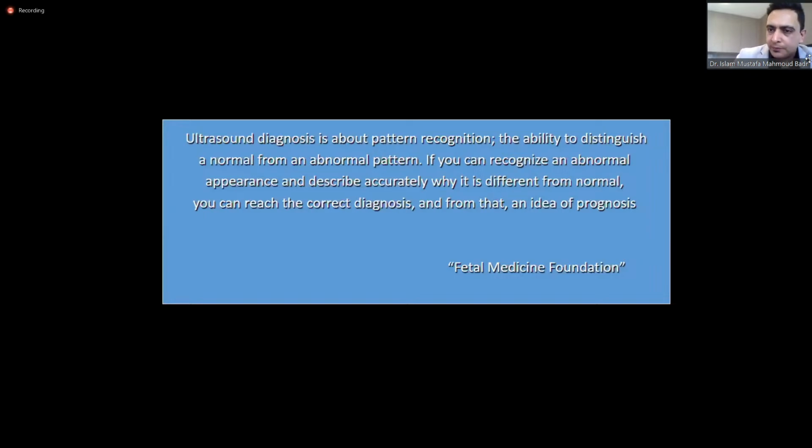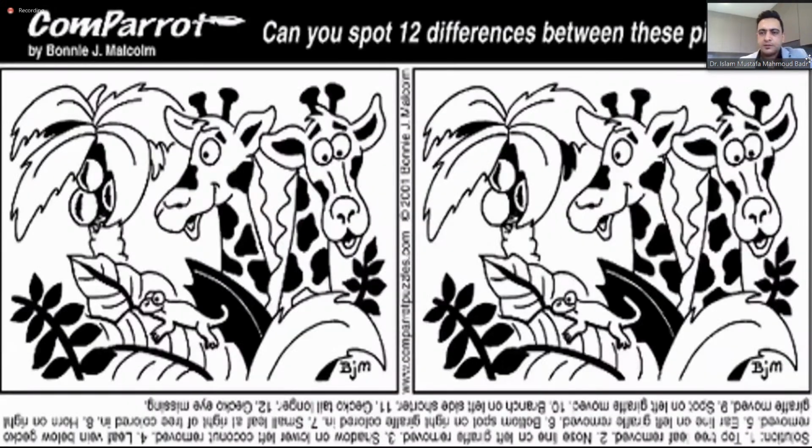So that when you see an abnormal image, you will, number one, realize that this abnormal image is different from what you used to see. And the second stage is to try to describe why this abnormal image is different from the normal image. This is very important because once you do this pattern recognition, you will know the diagnosis. And it's easy to know the prognosis and the management. It's just information. But the most important part is the pattern recognition. And this is what I'm going to focus on in my presentation.